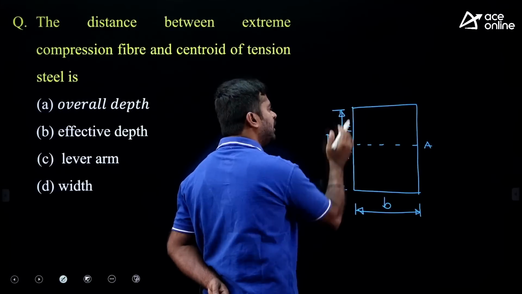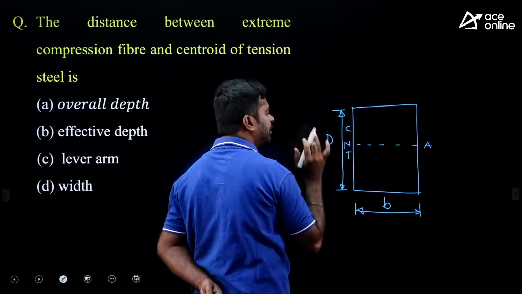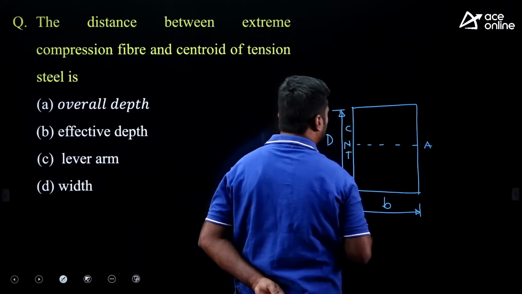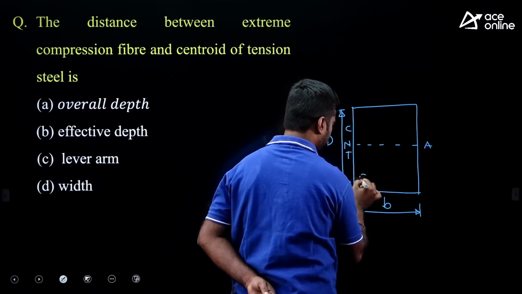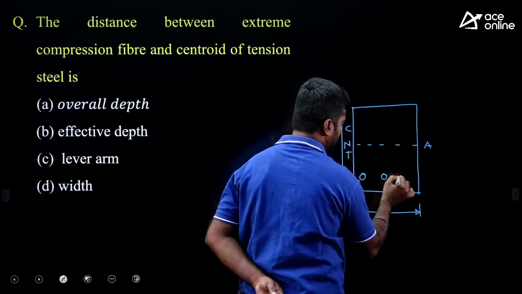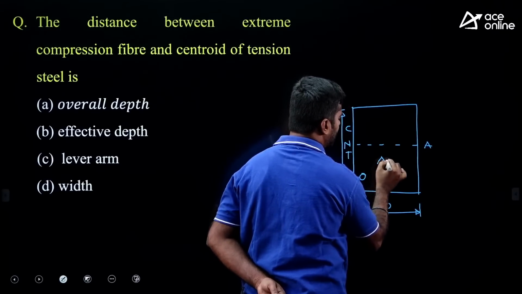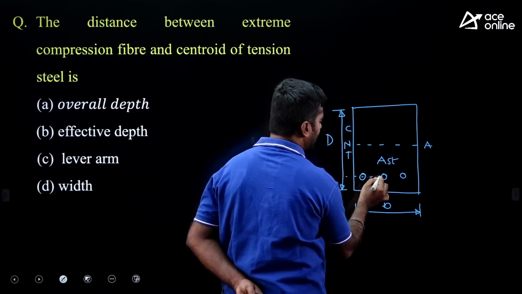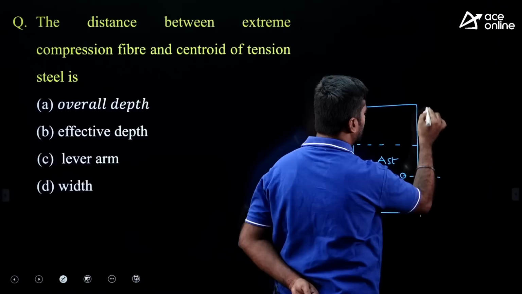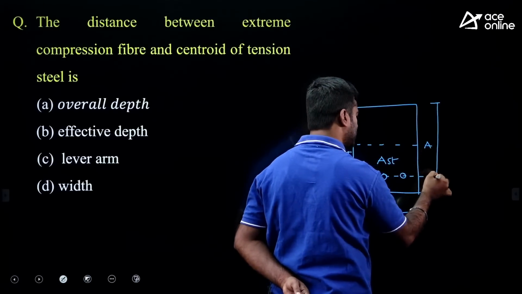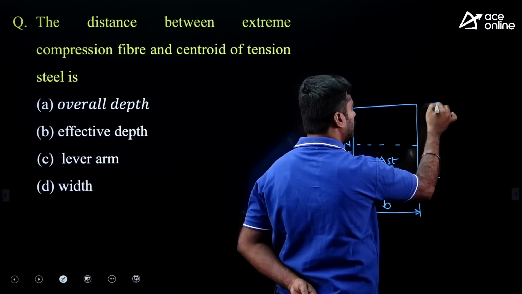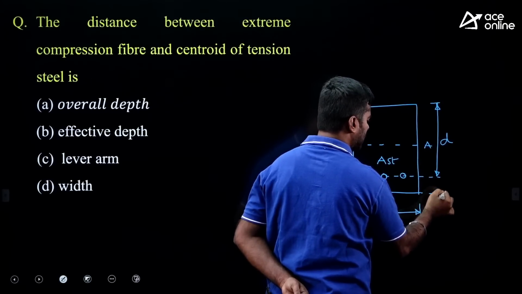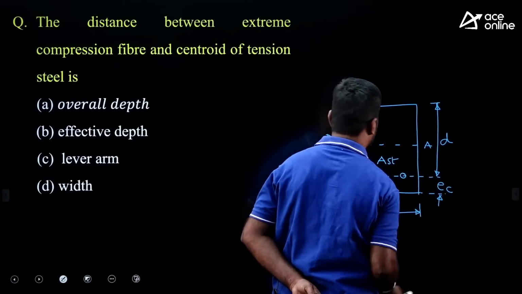The distance between extreme compression fiber and extreme tension fiber is the overall depth of the beam, right. And this is the steel reinforcement in the tension zone, we call it tension steel, and this is the centroid of tension steel, and this is the effective depth of the beam, it is the effective cover to tension steel.